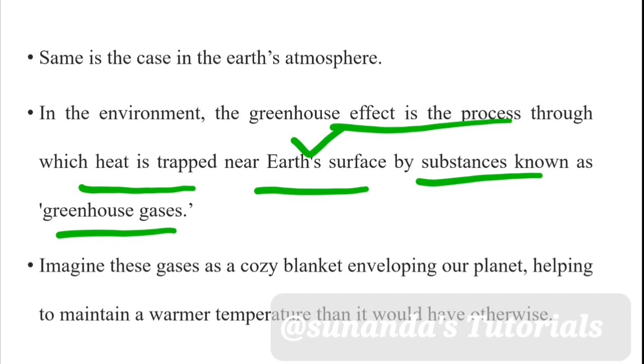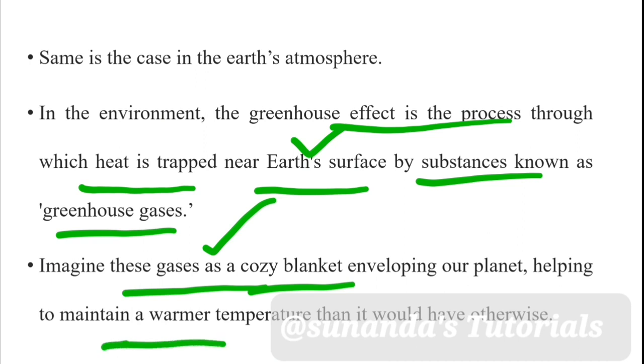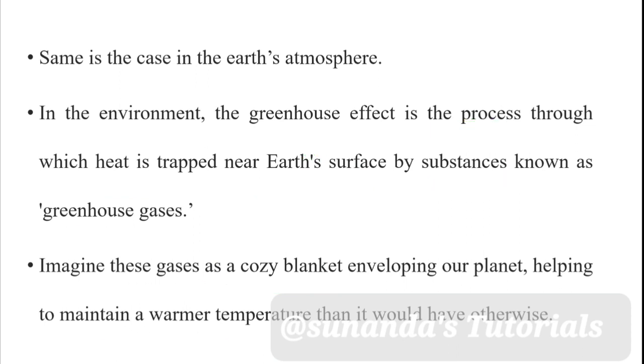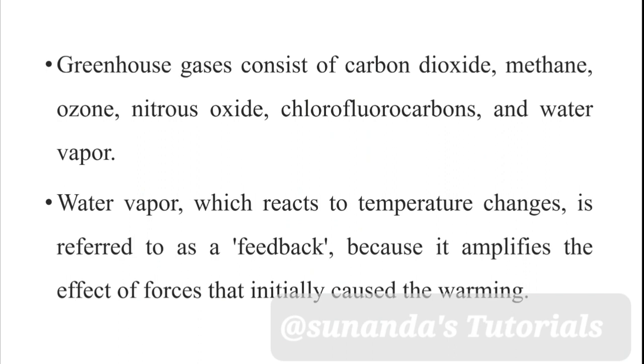Many harmful gases trap the sun's heat, making the atmospheric temperature hot. Imagine these gases make a cozy blanket enveloping our planet, helping to maintain a warmer temperature of the earth. So it is known as the environmental greenhouse effect. Greenhouse gases are carbon dioxide, CO2, methane, CH4, ozone, O3, nitrous oxides, chlorofluorocarbons, CFC, and water vapors.